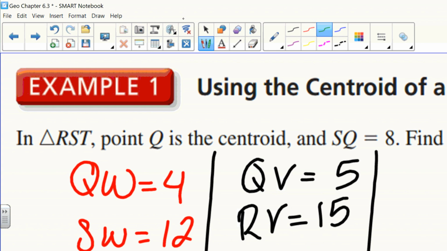And let's do the last one because they told us QT is 12. So QU is, and UT is 18. And that's it. Because we found all the lengths.